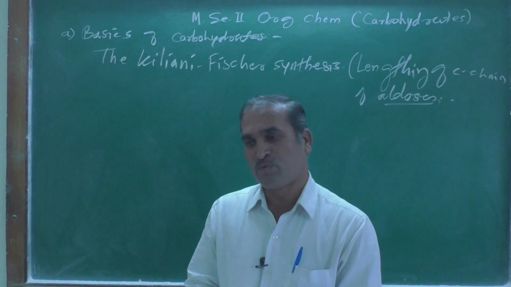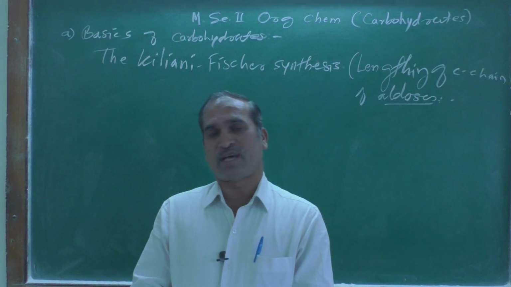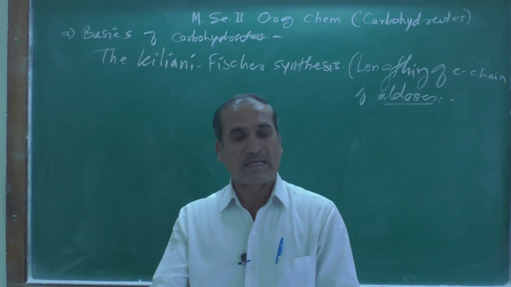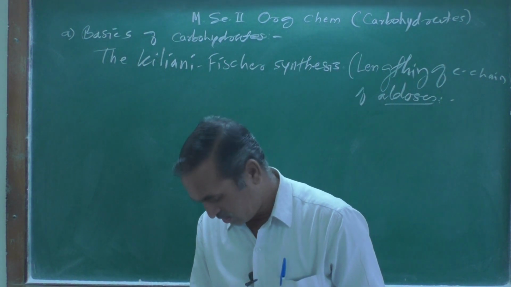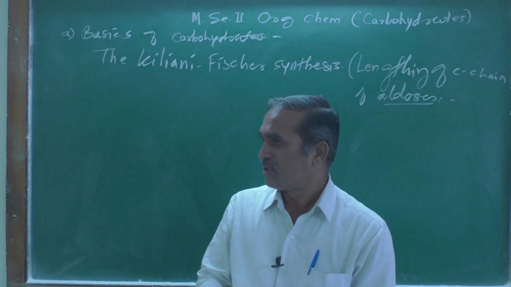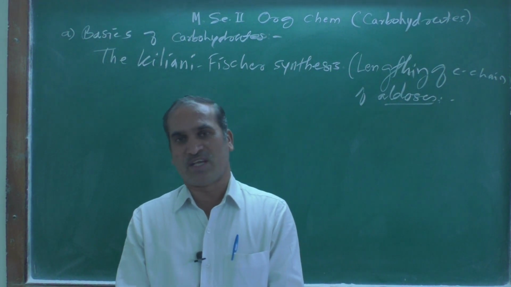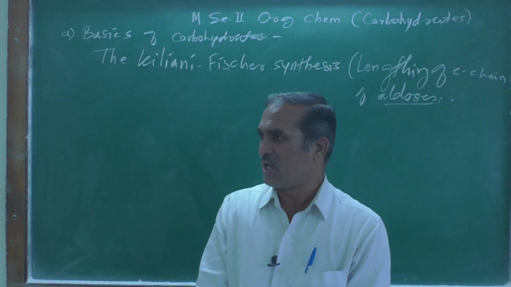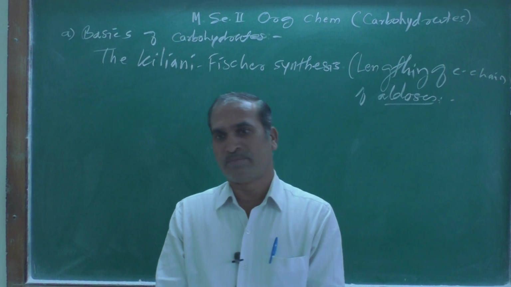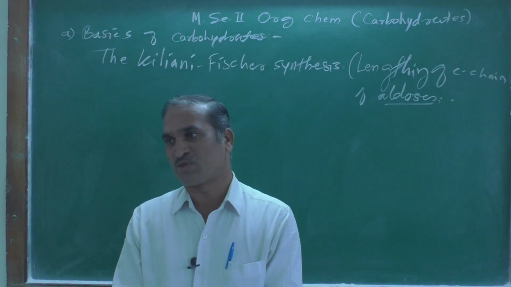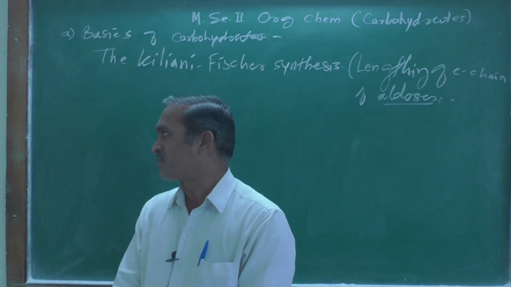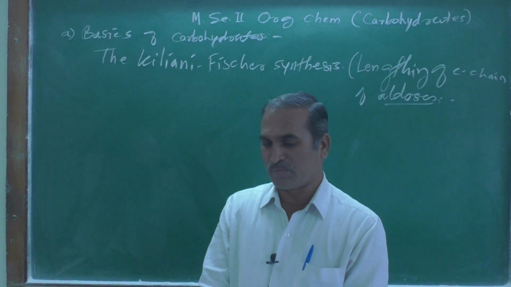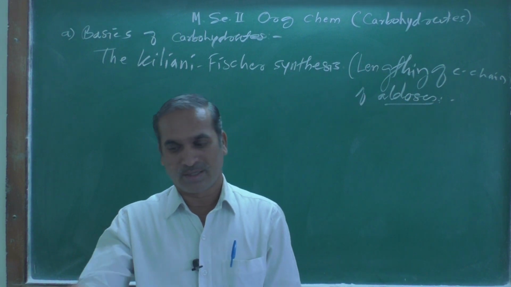That lactone is then reduced with a specific reducing reagent. Generally they used sodium amalgam, I think, in the presence of an inert gas like carbon dioxide, and the resulting compound is a higher aldose.